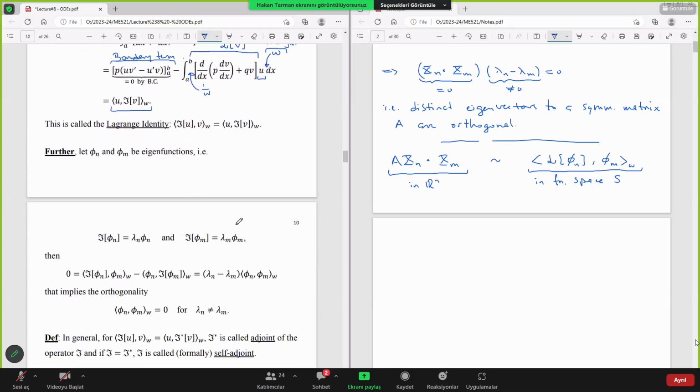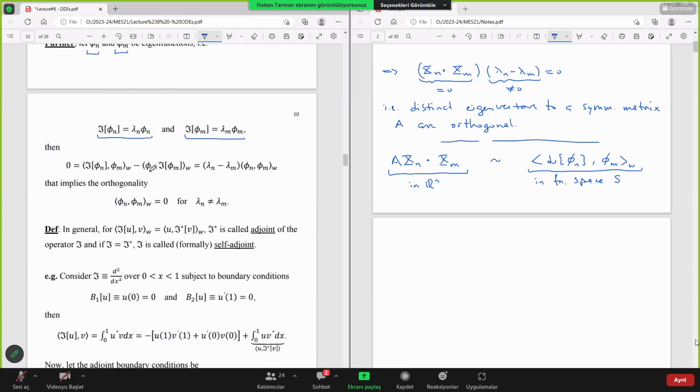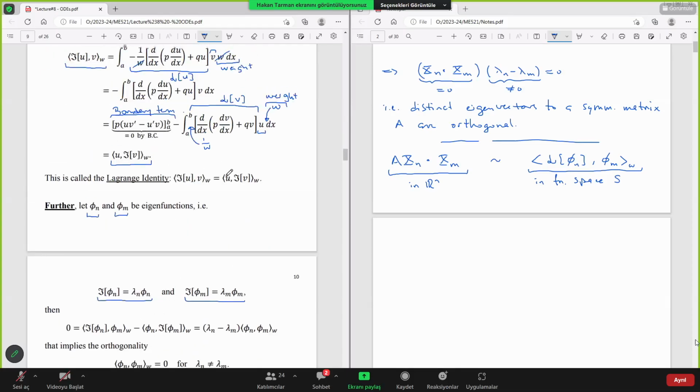So now you can use this idea if you choose phi n and phi m as the eigenfunctions, which means when you operate with L on phi n, you're going to get lambda n phi n. If you operate on phi m, these are the eigenfunctions. So now if you take this difference, which is actually what is the Lagrange identity? Lagrange identity says, if you put everything on one side, what do you get?